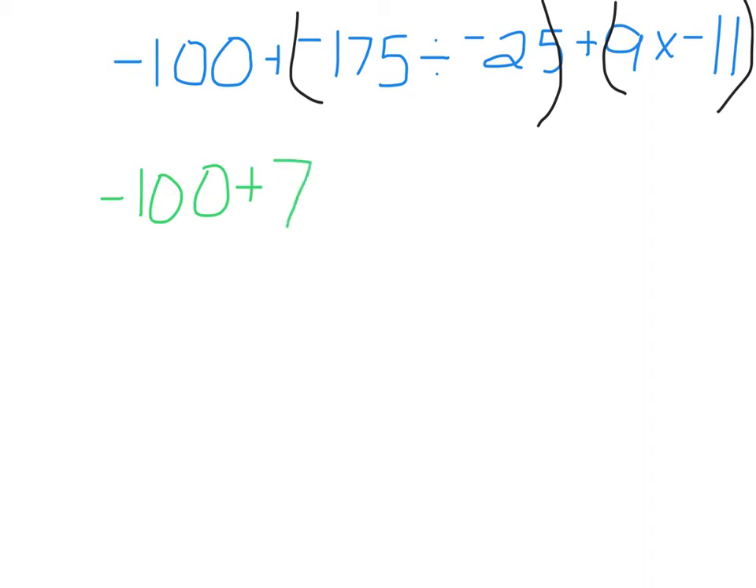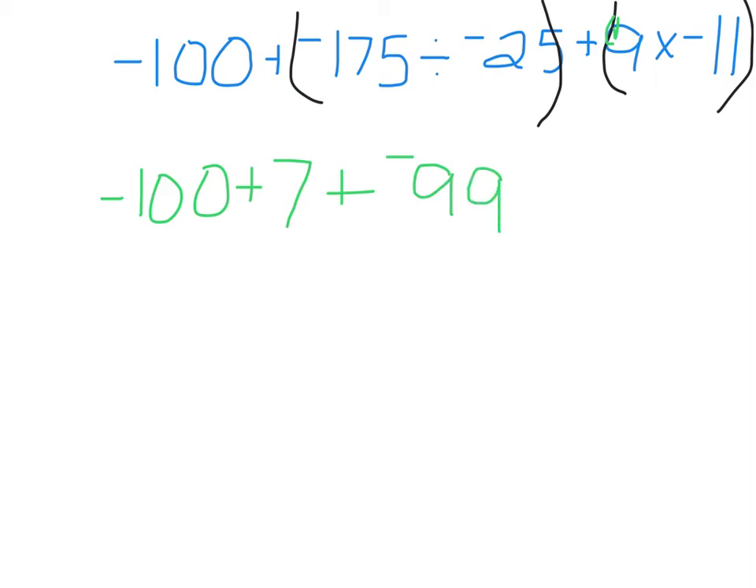Plus, I keep that plus sign. Now I look at my next grouping. 9 times -11. If there's not a symbol, it's positive. So this is a positive here. Right here is a positive. And this is a negative. So when I multiply a positive and a negative, remember, I have a negative sign. So plus negative 9 times 11 equals 99.